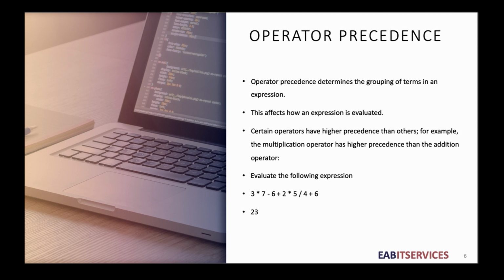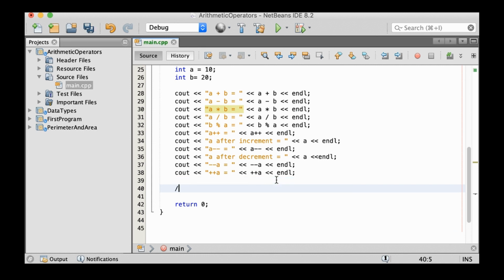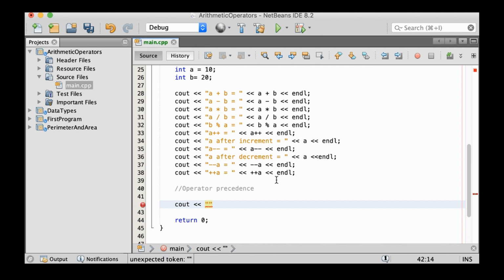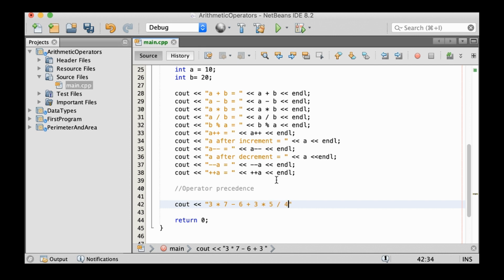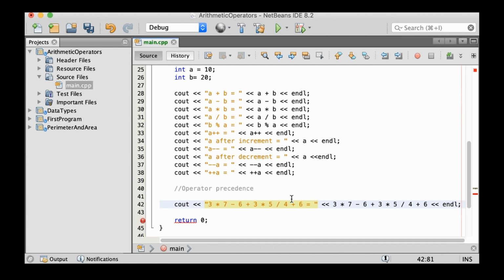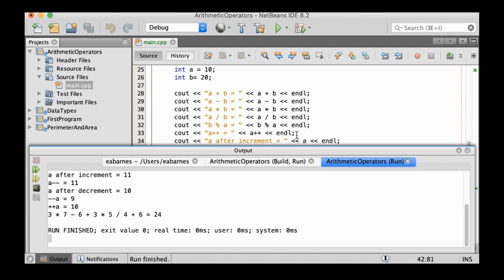Now, let's write this in our code and see what we get. So, 3 times 7 minus 6. From here, I'll type operator precedence, and I'll say cout. 3 times 7 minus 6 plus 2 times 5 divided by 4 plus 6. Let me just copy and paste this here, and endl. Now we print it out and we get 24.